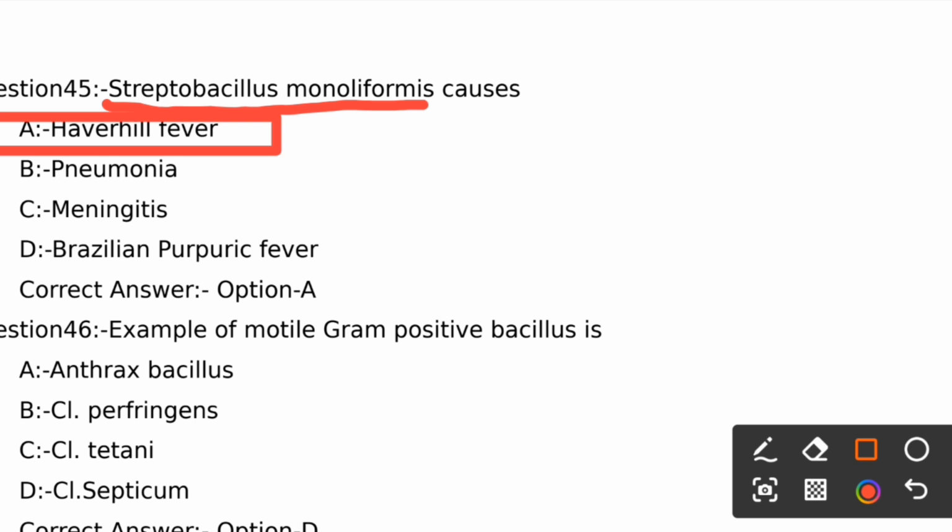Next question. Example of motile gram-positive bacillus. Option A anthrax bacillus, option B Clostridium perfringens, option C Clostridium tetani, option D Clostridium septicum. Which of the following is a motile gram-positive bacilli? Right answer is option D Clostridium septicum.